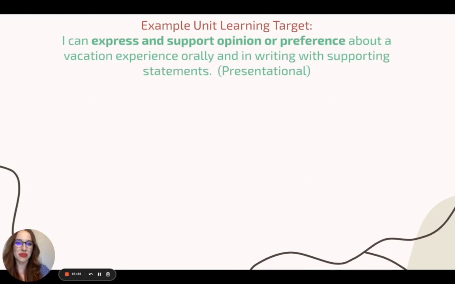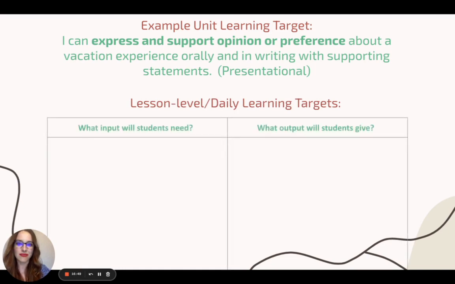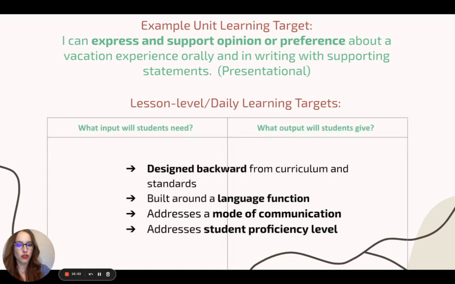Here's our example unit learning target again. Now we need some lesson level daily learning targets. Knowing what you know about quality lesson level learning targets, can you write at least one that would help students get to this point, to being able to do the unit learning target? This is a good point to pause the video, take a minute to think of at least one, maybe two or three. See you in a second.